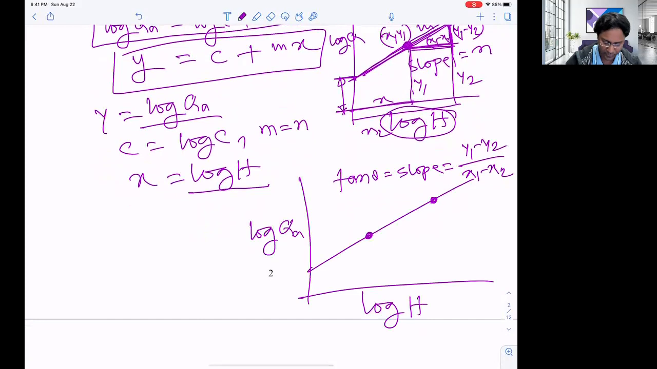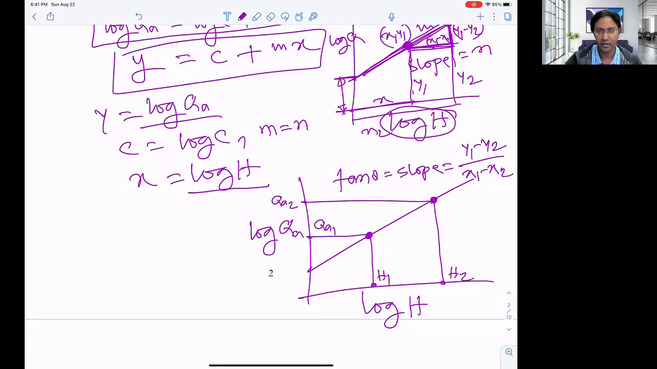If we somehow get 2 points, from these 2 points we can even compute qa. This will be qa1, this will be qa2, and this will be h1, this will be h2. Since it is a log paper, the values I extract from this graph paper will be log h1, log h2, and log qa1, and log qa2. So what will be the slope of this line?